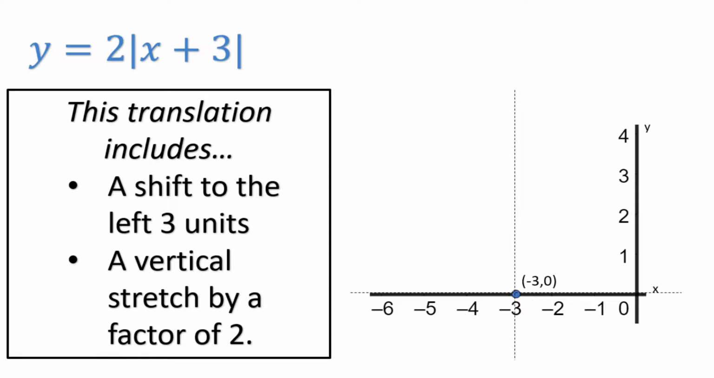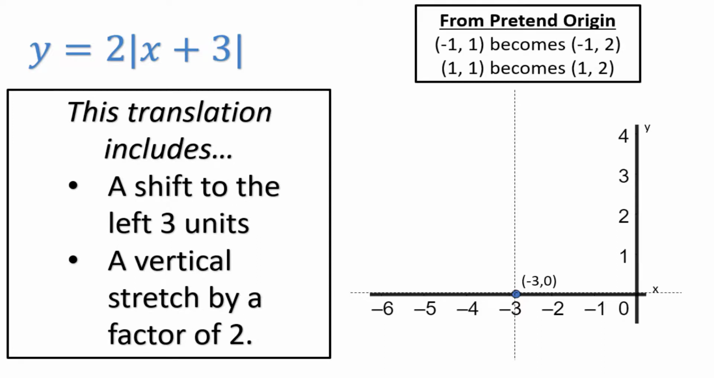Typically, we have the points negative 1, 1, and 1, 1 on the absolute value function. But the vertical stretch tells us to multiply our y values by 2. So we should have the points negative 1, 2, and 1, 2 on our graph, but these points apply to our new shifted pretend origin. So these are the 2 points that we need: 1 unit to the left or right from -3, 0, and then 2 units up. Connect the dots in the pattern of the absolute value function, and you will be finished.